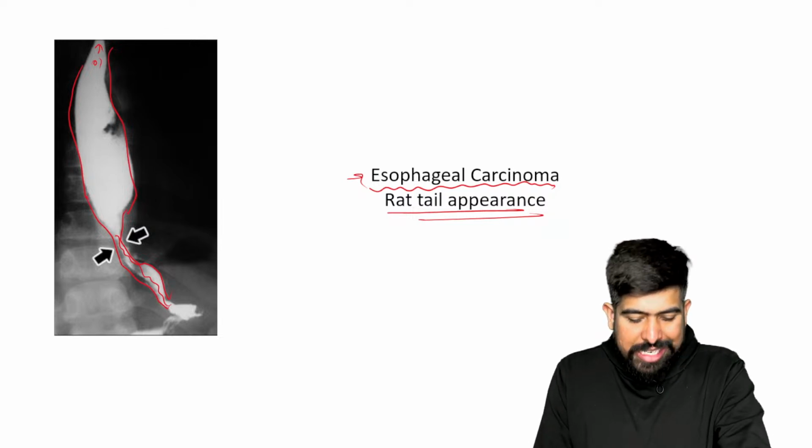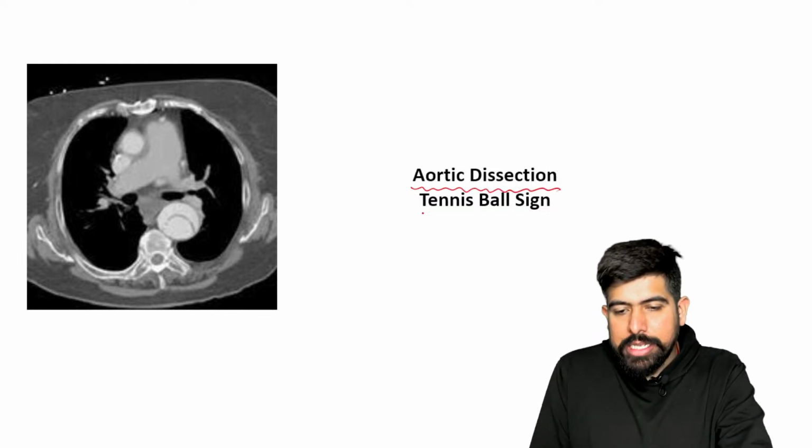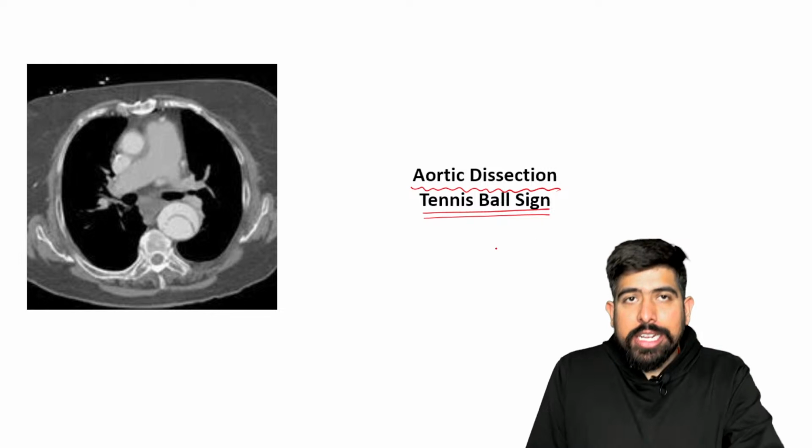Now moving forward to the next one. The next image is your aortic dissection, which is your crescent sign, or you can say the tennis ball appearance.